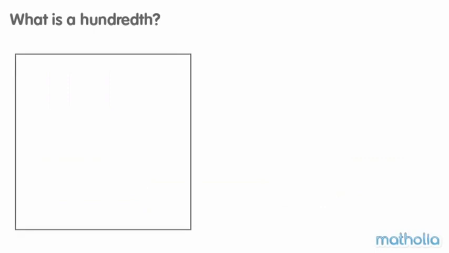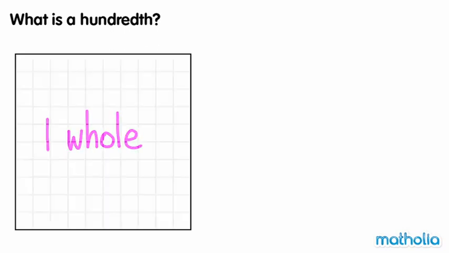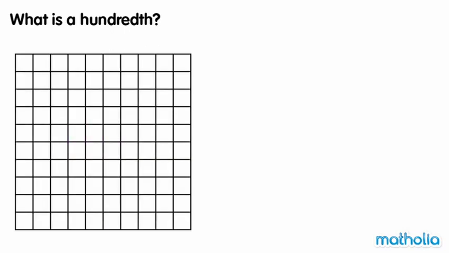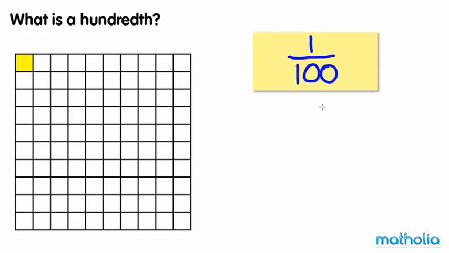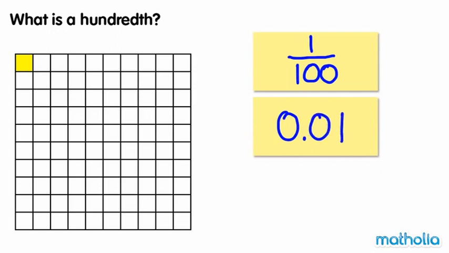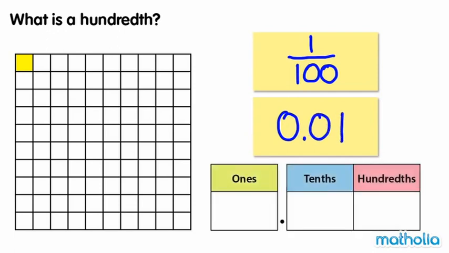What is a hundredth? We can draw a square to represent one whole. We can then divide the square into 100 equal parts. Colouring one of the 100 parts gives us the fraction 1/100. We can also write 1/100 as the decimal number 0.01. We can show 1/100 on a place value chart. There are 0 ones, 0 tenths, and 1/100.